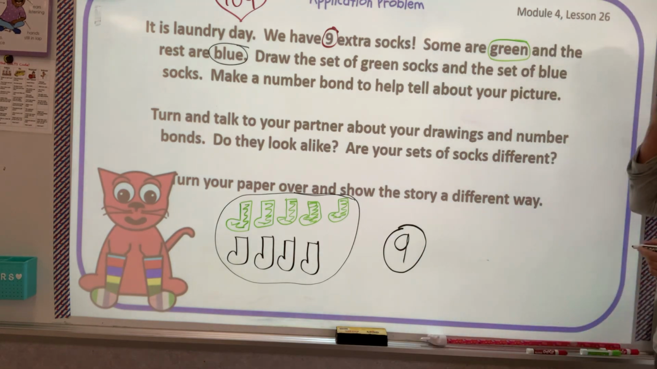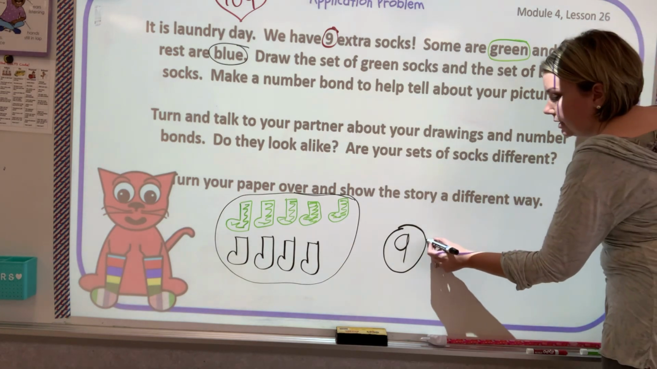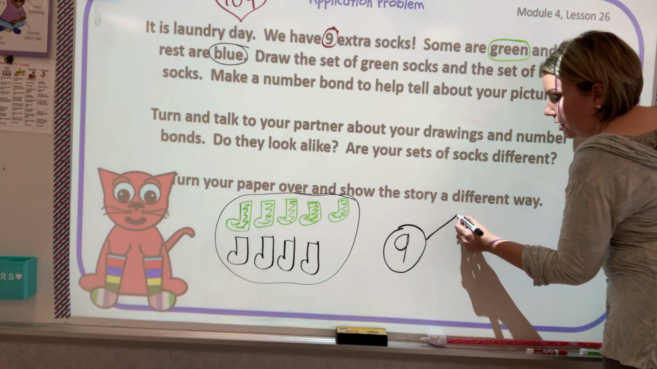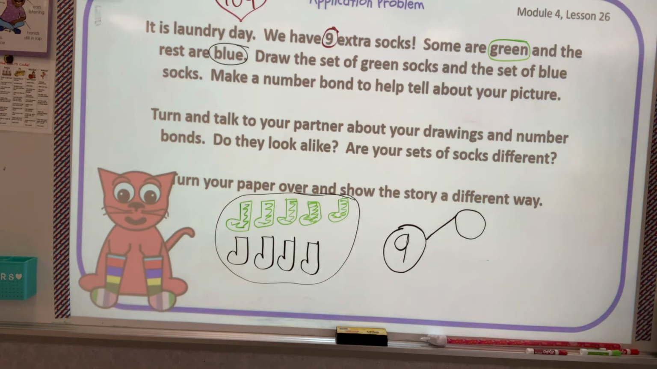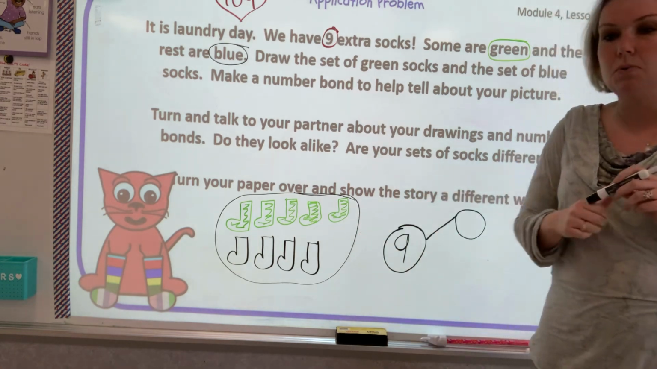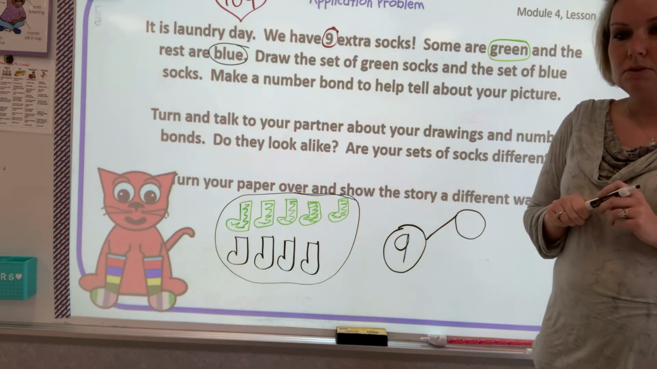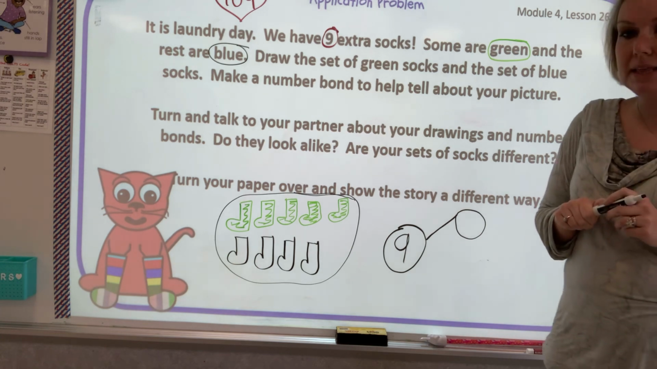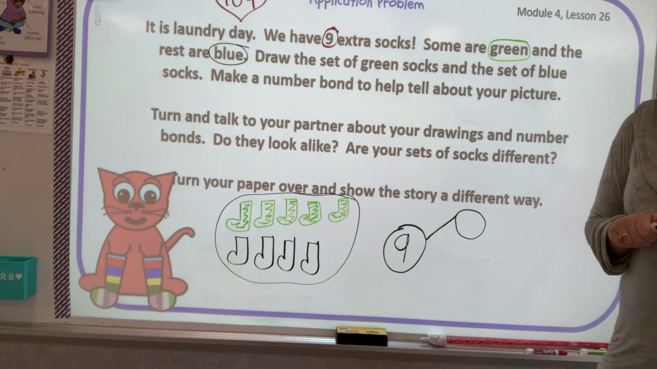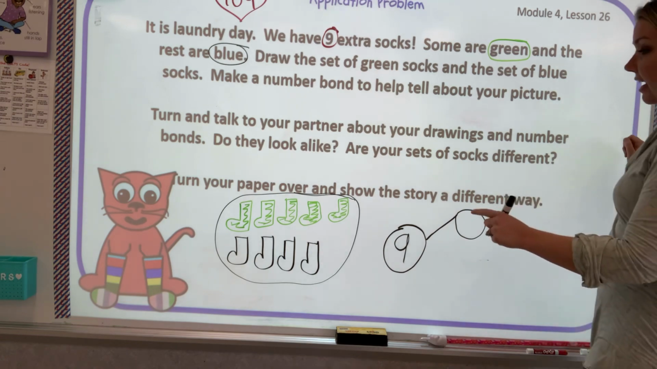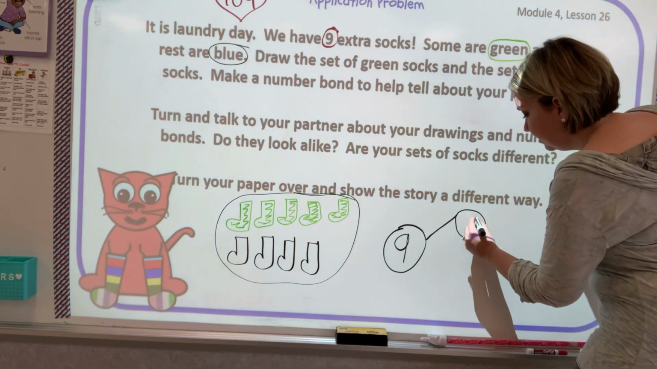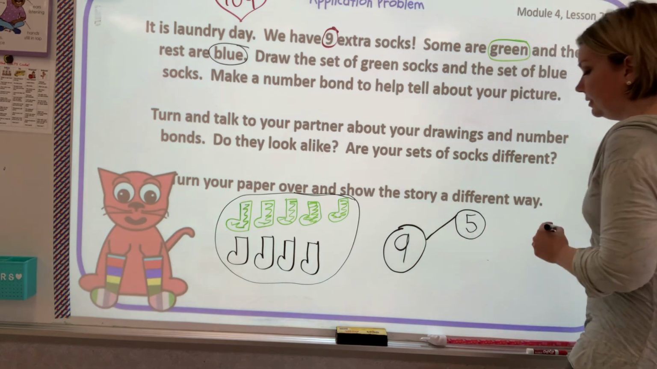And you took 1 away, you have 8. Yeah, but we're not taking any away. Then I'm gonna put my arm out and I'm gonna do a part. Who could raise their hand and look at my picture and tell me one of my parts? What's one of my parts? Landon? 5. Excellent. I have 5 green socks. So that's one of my parts.